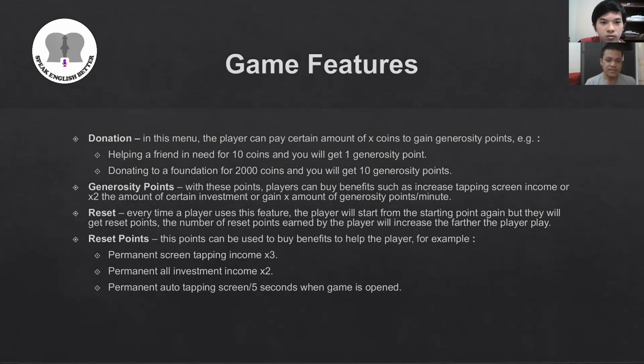Every time a player uses this feature, the player will start from the starting point again, but they will get reset points. The number of reset points earned by the player will increase the farther the player plays. These points can be used to buy benefits to help the player. For example, permanent screen tapping income X3, permanent all investment income X2, and the last example is permanent auto tapping screen per 5 seconds when the game is opened. Next.